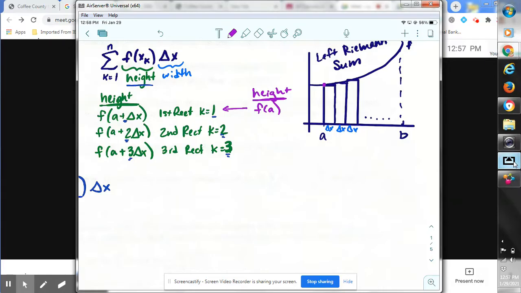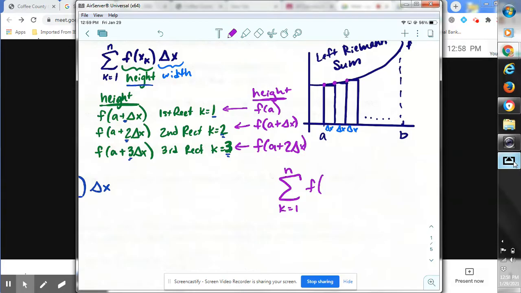All right, the next one would be this point right here, which should be f of a plus delta x. That's when k is 2. All right, and then the third, when k is 3, is f of a plus 2 delta x. Okay, so look at the relationship of those with the k's. And then let's see if we can write a summation for a left Riemann sum. Okay, so we have to use k in a way that when we multiply it by delta x, we get no delta x, then we get 1 delta x, and then we get 2 delta x. And that's when we're putting in 1, 2, and 3.